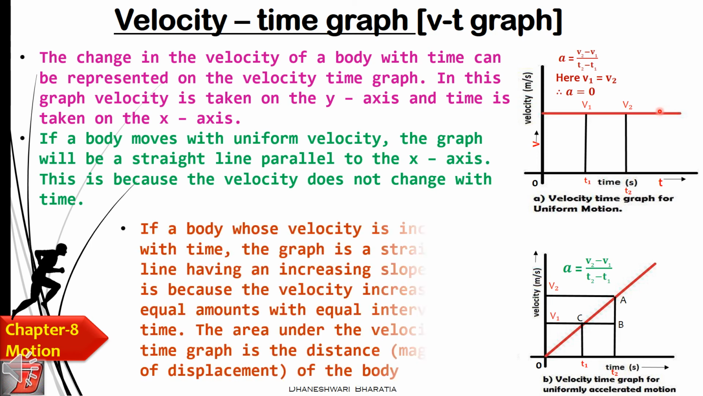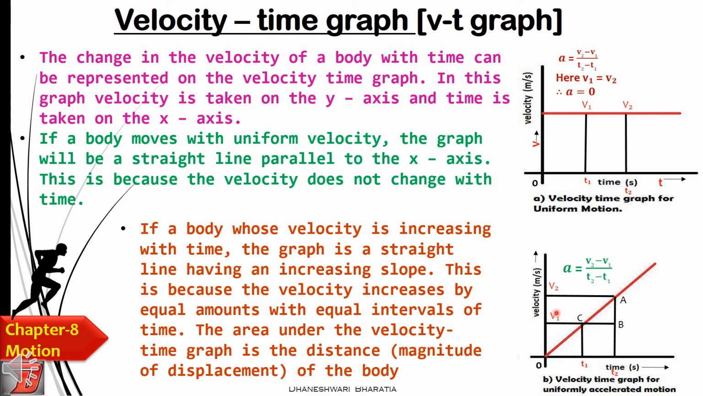Right? Next, the velocity is increasing with the time and the graph is a straight line having the increasing slope, यानी एक्सेलरेशन बढ़ रहा है, यहाँ पे एक्सेलरेशन 0 है, एक्सेलरेशन बढ़ रहा है. Why is acceleration increasing? Because with the change in the time, with the regular interval of time, the velocity is also changing at the regular interval of time, isn't it? So it is known as the uniform accelerated motion. Yes, this is because the velocity increases by equal amounts with equal intervals of time.